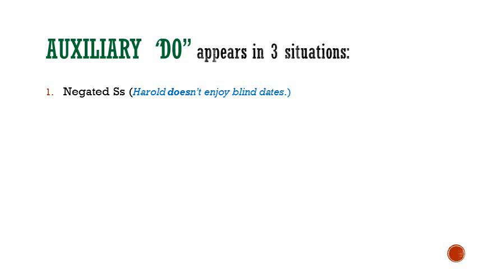It appears in 3 situations, but when I say that, I mean it can appear. It doesn't always appear in these situations. It appears when there isn't another auxiliary that can serve the same role. So it sort of steps in when nobody else is there to do the job, and that's why we sometimes call this do support. So it appears in certain negated sentences, like Harold doesn't enjoy blind dates.